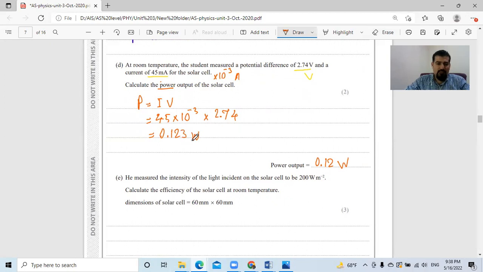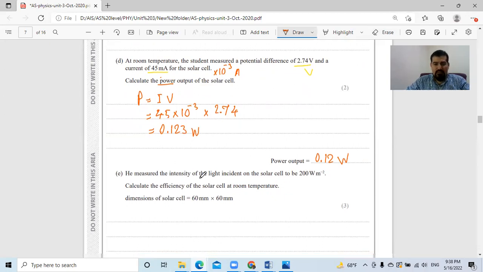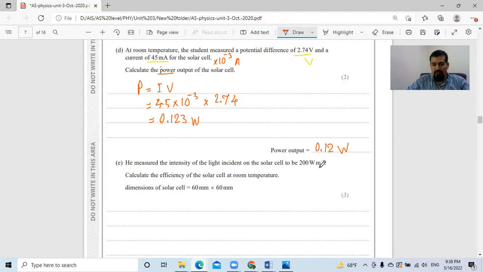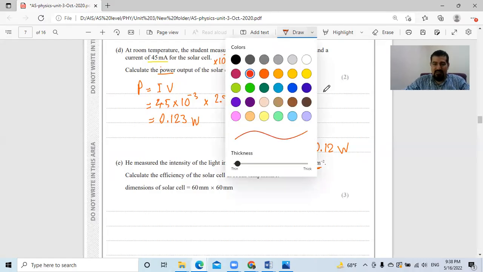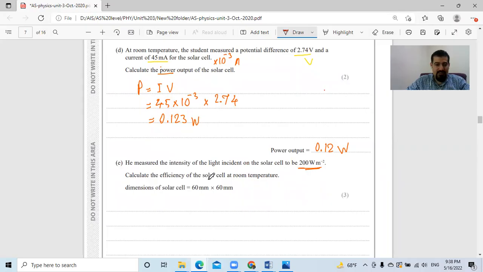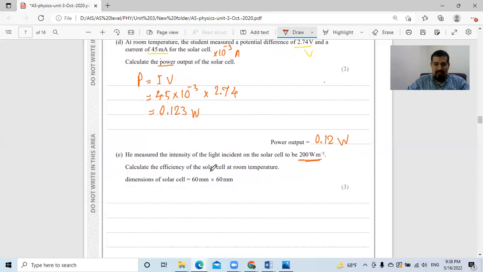Next, he measured what? He measured the intensity of the light incident in the solar cell to be 200 watt per meter squared. Okay, so this is the light intensity. Calculate the efficiency of the solar cell at this room temperature. They ask us to find what? The efficiency. Now we know that the light intensity gives us the power incident on the surface area.